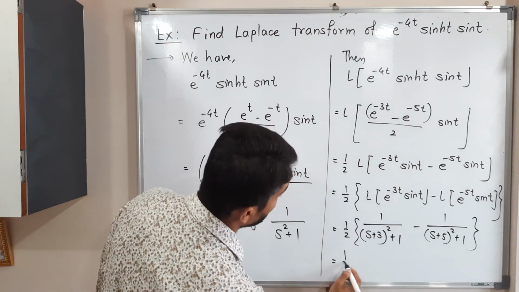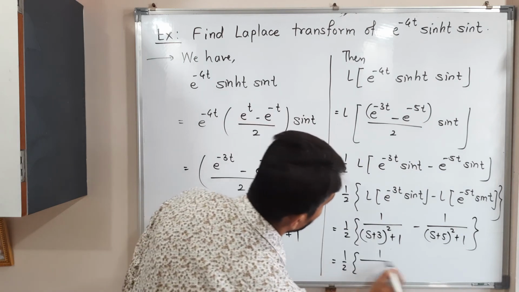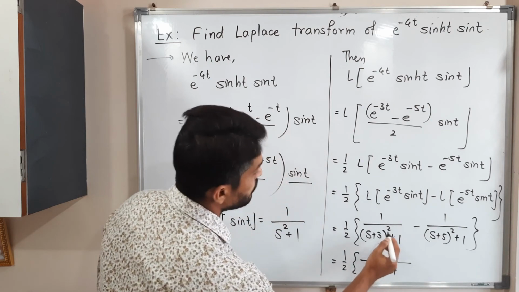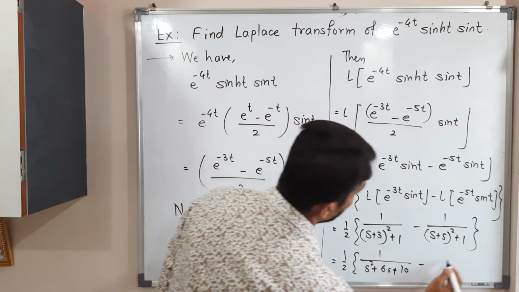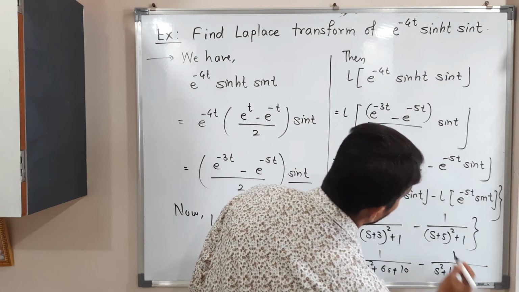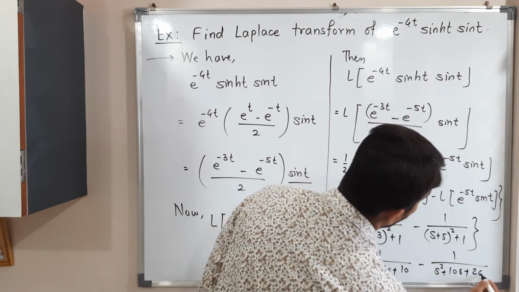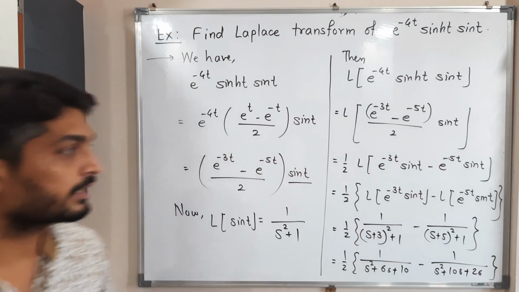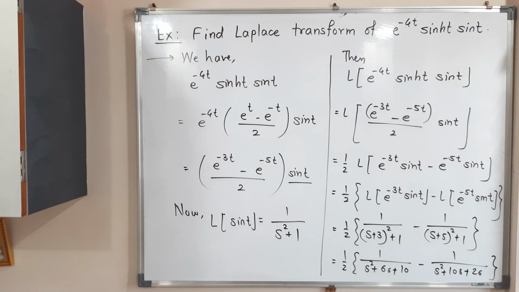You can further simplify. You can expand the bracket: s square plus 6s, 3 square is 9 plus 1, 10, minus 1 upon s square plus 10s, 5 square 25 plus 1, 26. You can further simplify by cross multiplying, but you can consider this one also as the final answer. Make a screenshot of it, then we will stop.